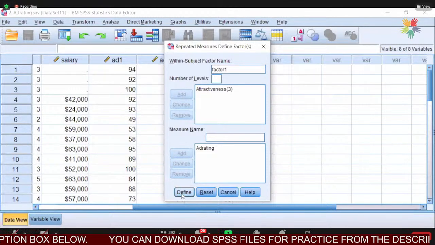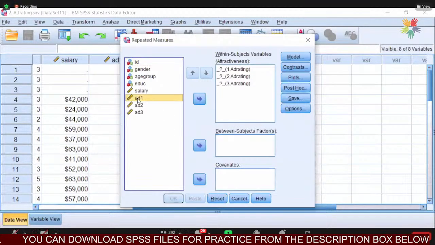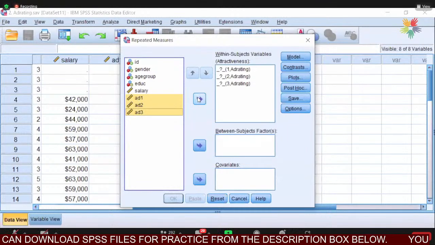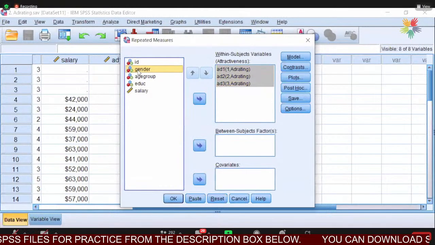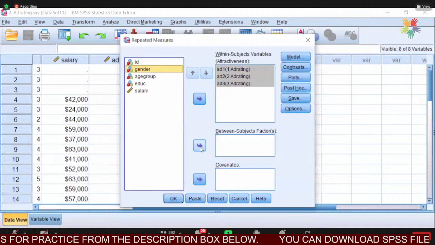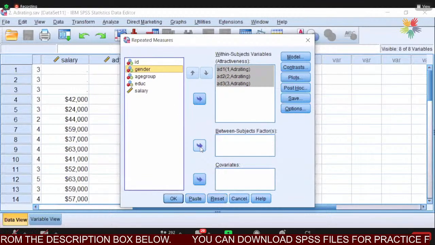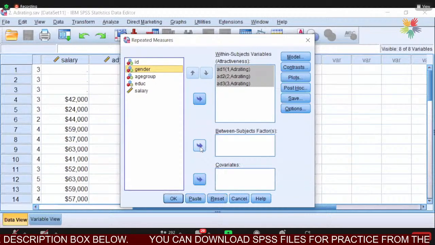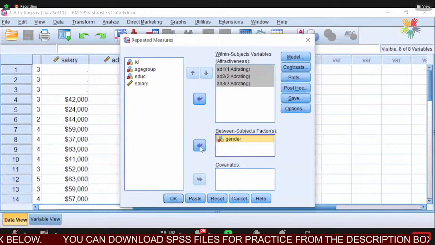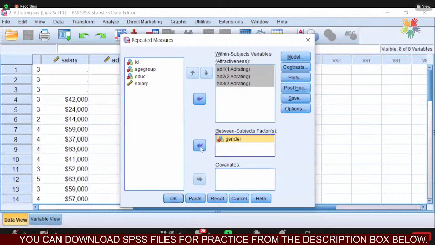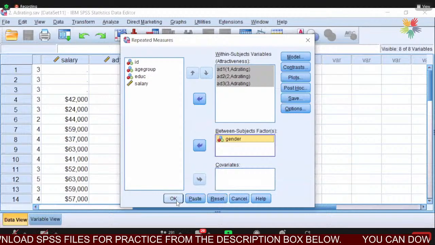Define. So this three is the ad rating, right? So now I am going to put gender here. Gender is between, right? Two groups, right? That also I am going to do.